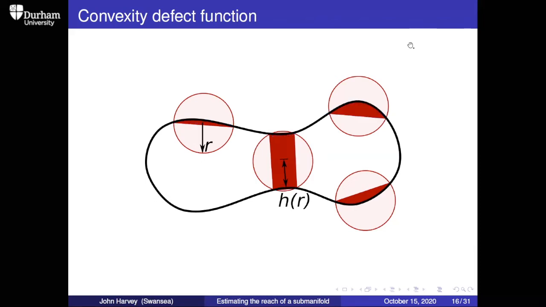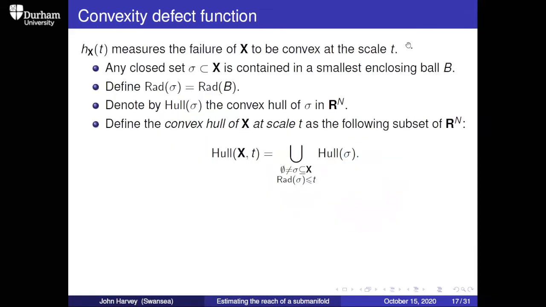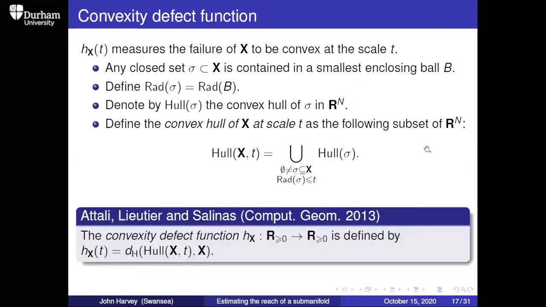What you do with all these convex hulls is you put them all together. Consider every possible subset sigma which has radius no more than t. Take the convex hulls of all those sigmas and then stick them all together into one great big set. We're going to call that the convex hull of x at scale t, and use that to define a function.